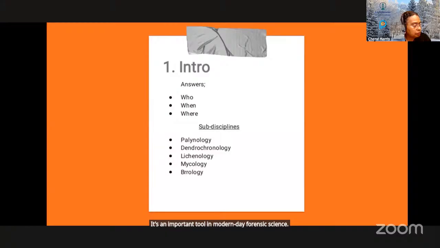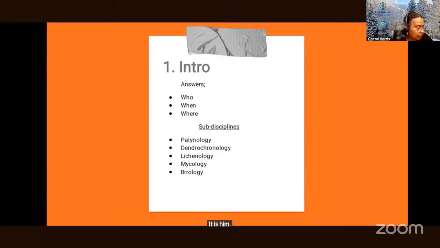A brief introduction. Forensic botany seeks to answer several questions, which include who, when, and where. The three are the main: who, when, and where. Other questions include what was eaten before death, was the body moved, what is the postmortem interval, etc.